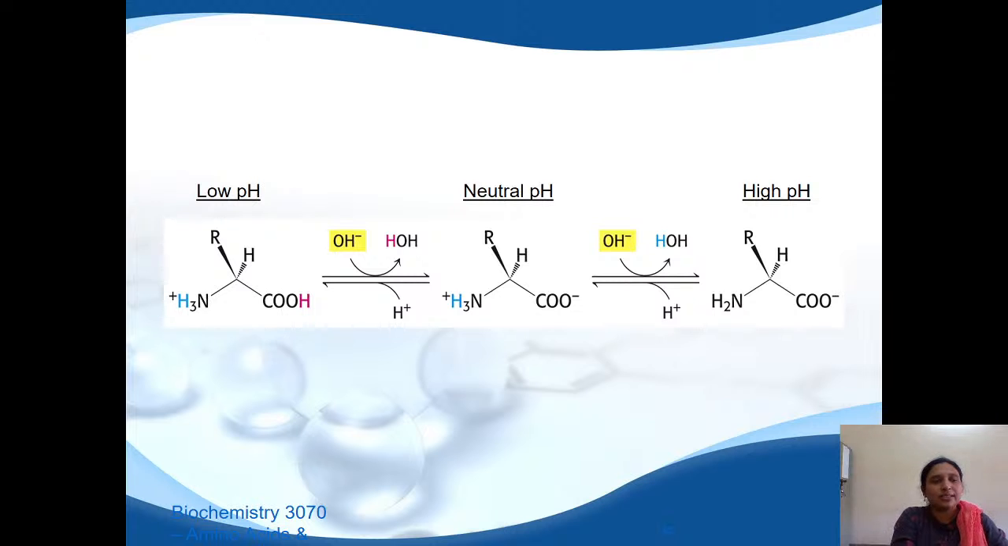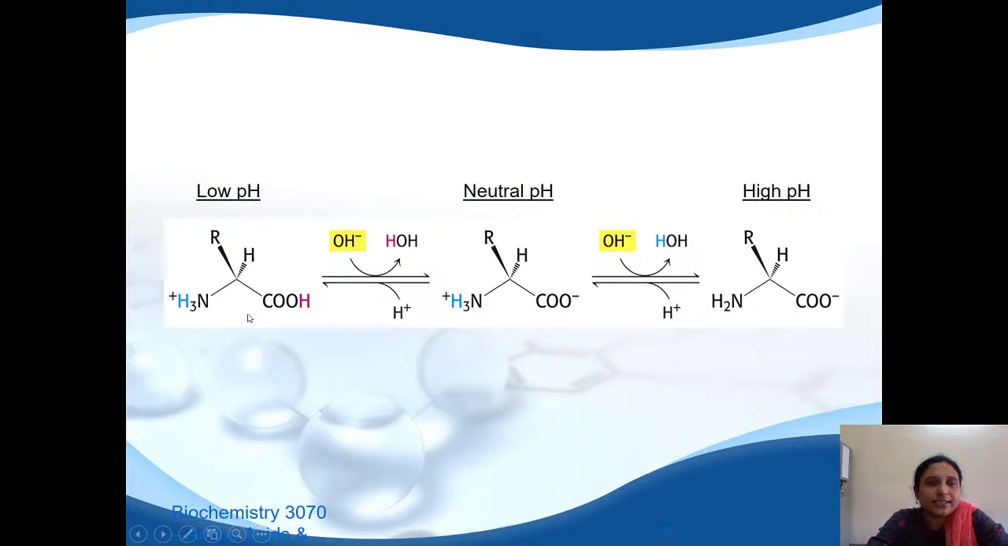If you want more, look at this picture. Here we have neutral pH, high pH and low pH. At neutral pH, there is an equal number of positive and negative charges. At low pH, under acidic conditions, the carboxyl group exists as COOH. And at high pH, under alkaline conditions, the NH3 group is deprotonated to NH2. So at neutral pH, the amino acid exists like this.